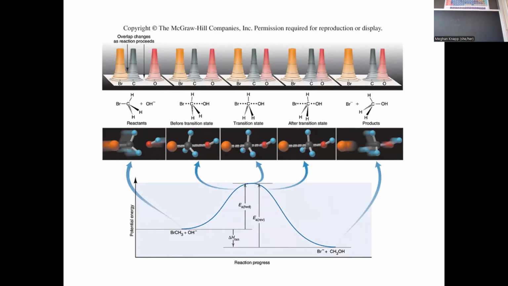At the transition stage, the bromine is starting to break, and the oxygen is starting to form its bond. So that's the top of the hill. And then at the bottom of the hill, the bromine is separate, and the oxygen is firmly attached. Okay, and then you can see on the graph, at the bottom, we have labeled delta H of the reaction.